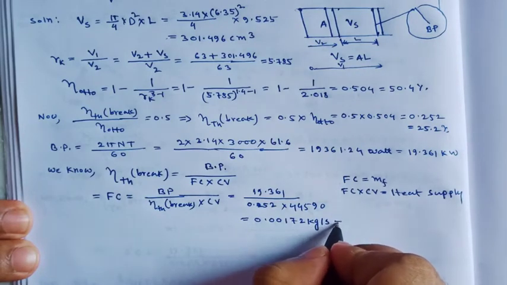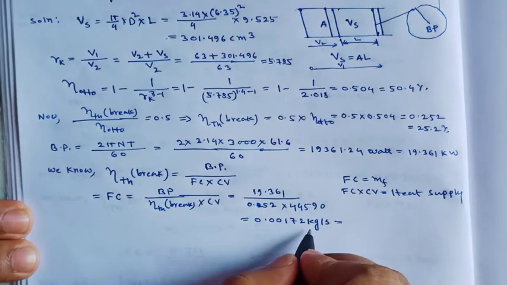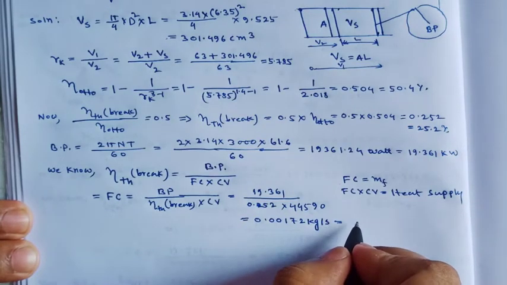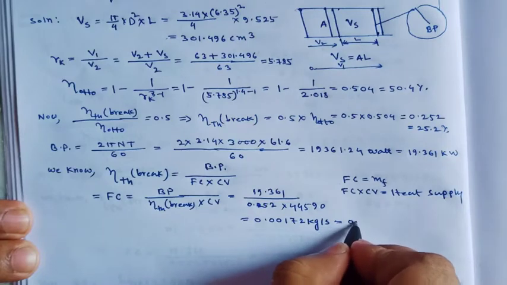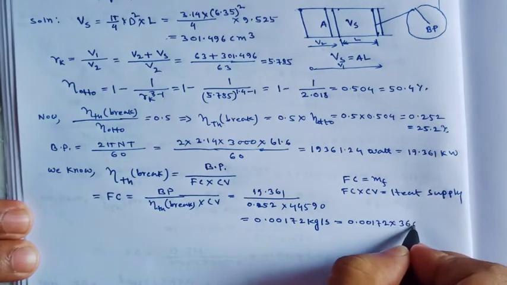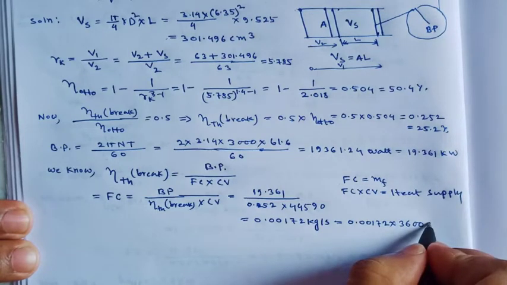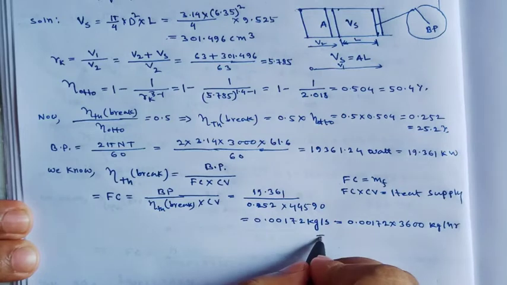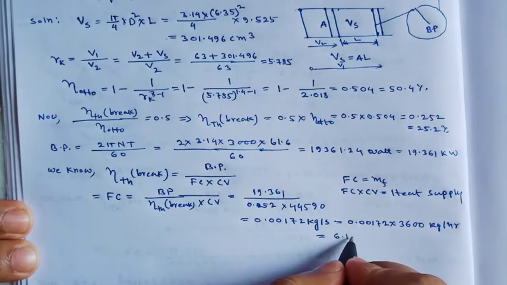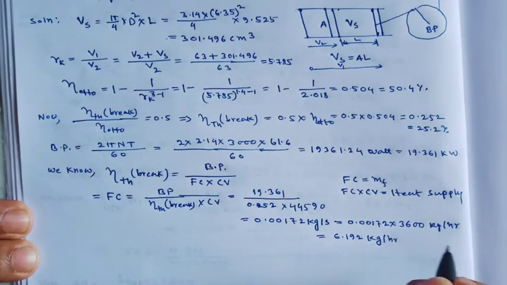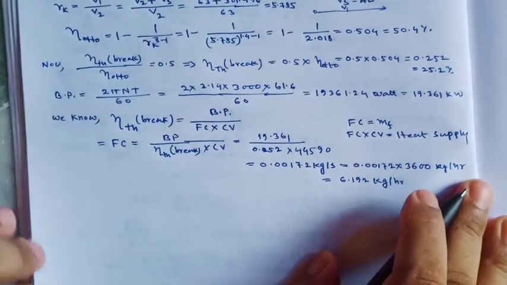0.00172 kg per second. This value, we have to convert from second into hour, so we have to multiply with 3600. So 0.00172 into 3600, so the unit will be kg per hour. So this value is 6.192 kg per hour.